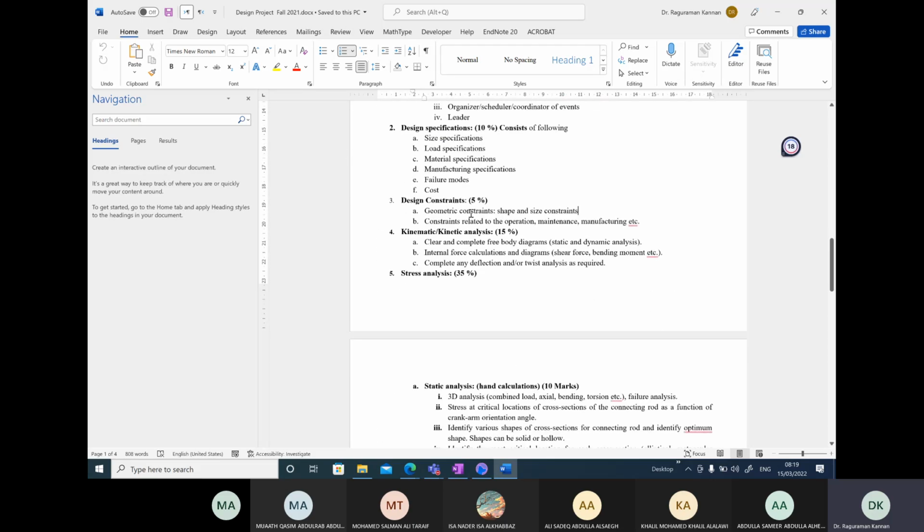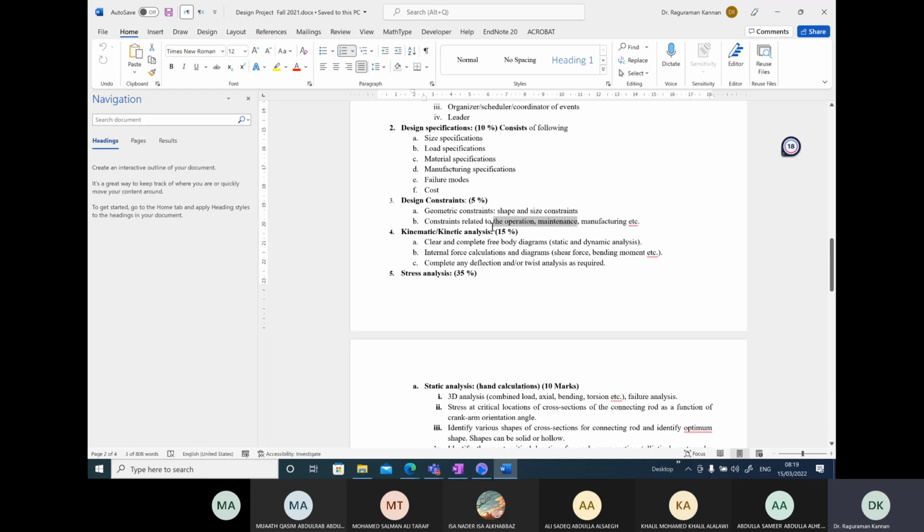Okay, so you have to specify all those constraints. There may be manufacturing constraints, and operation and maintenance constraints. All these you have to specify. Whatever you can understand and specify, these two parts are important.